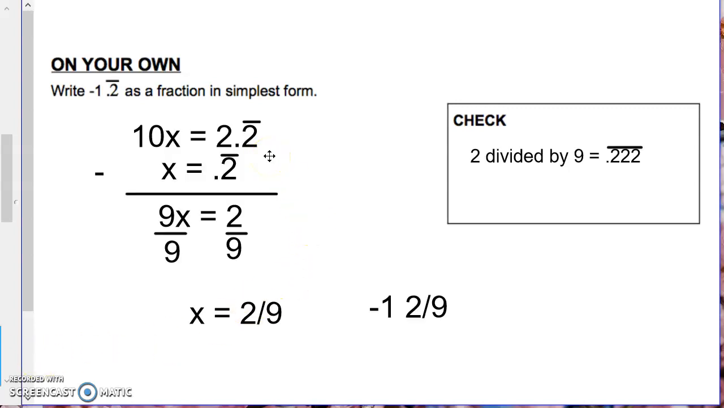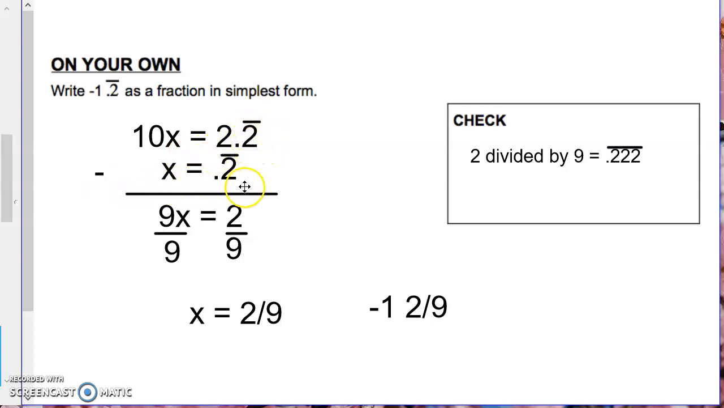All right, so to check this one, once again, I forgot about the negative 1. I'll put that on later. I'm just focusing on the 0.2 repeating. That's one digit repeating, so I multiply both sides by 10. That gives me 10x equals 2.2 repeating.